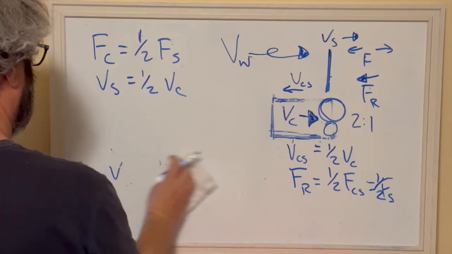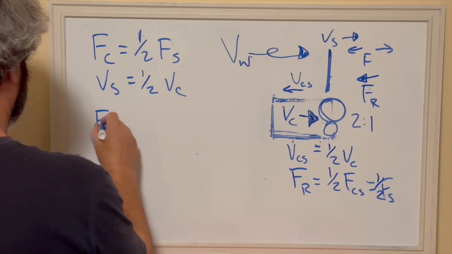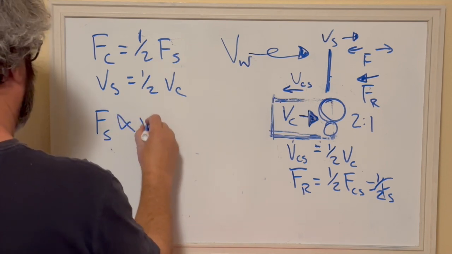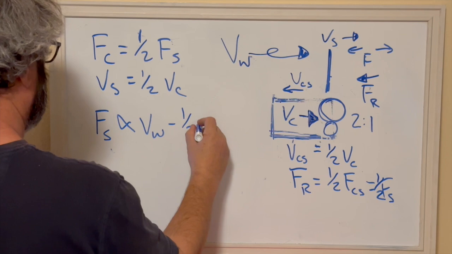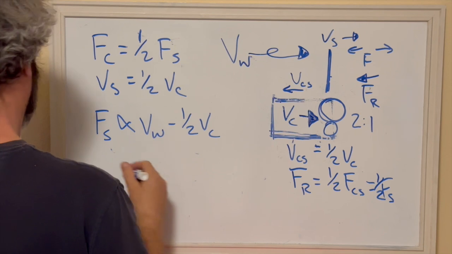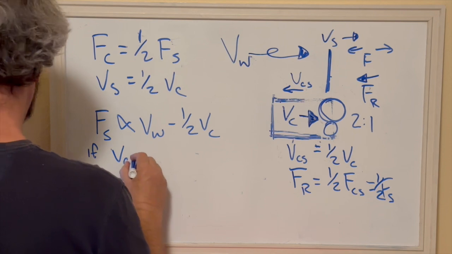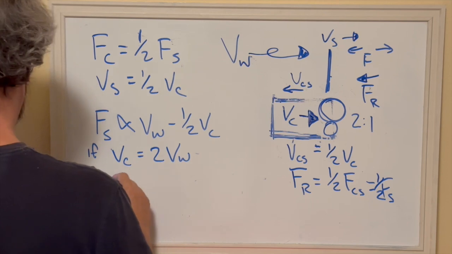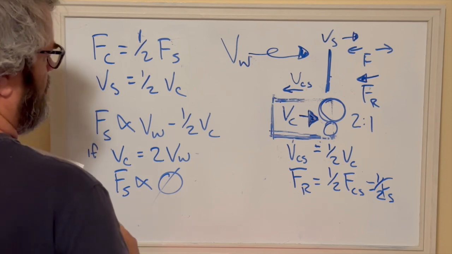And our last relation that I think we need is, remember that the force on the sail is proportional to the velocity of the wind minus 1/2 the velocity of the vehicle, because that's the velocity of the sail. So now, if the velocity of the vehicle is 2 times the velocity of the wind, then the force on the sail is basically 0, nothing.